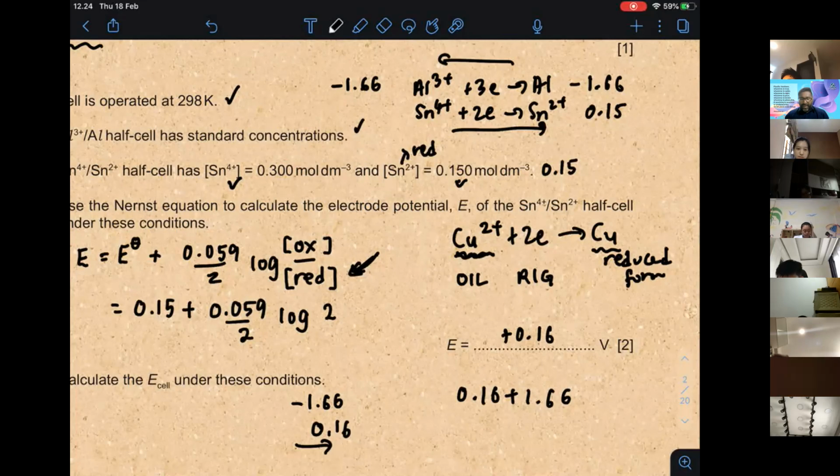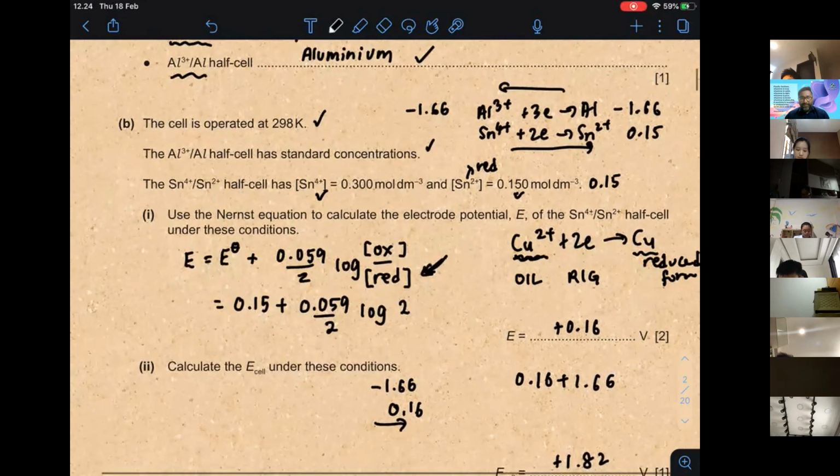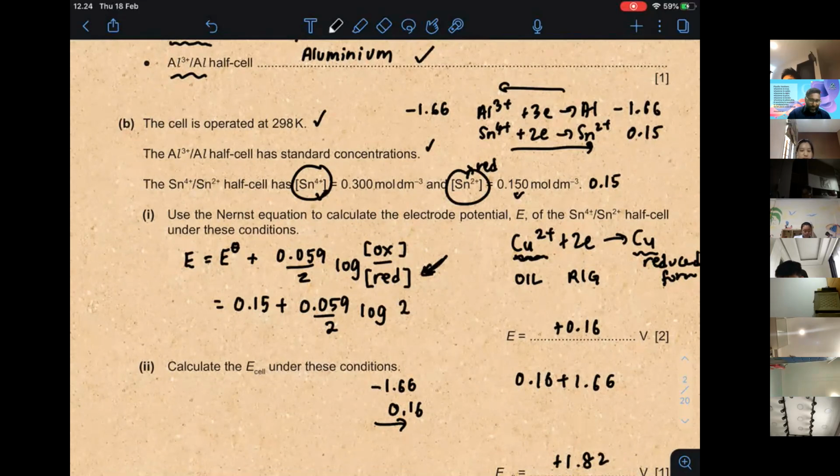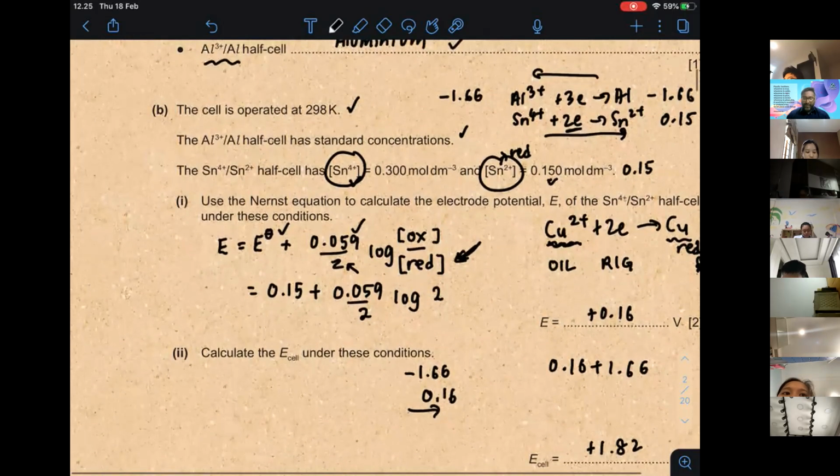But here we have to include oxidized and reduced because both of them are ions. So here, use the Nernst equation. I think you just make sure you know the equation. E standard, 0.059 divided by Z, which is going to be the charge. In this case, there are 2 electrons being used, so this is going to be 2. Please take note. Log of oxidized form divided by reduced form. So you need to know which one is the oxidized form and which one is the reduced form.